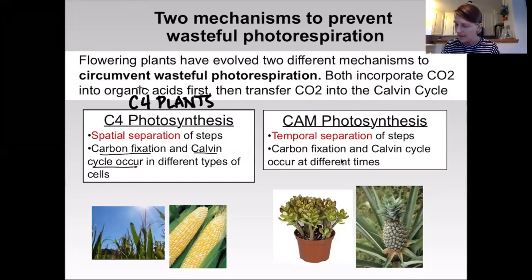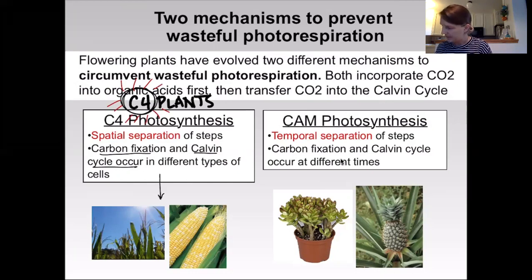And the way I remember that is C4 is a type of explosive. And so when you have an explosion, things go all over the place. So there's a spatial difference, right? An example of that are like corn plants.